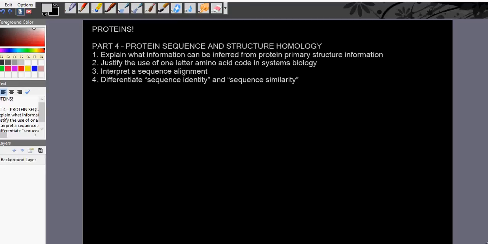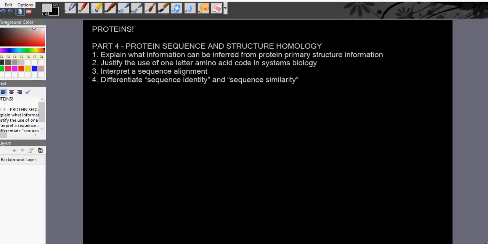Okay, you might notice that the screen's a little different this time, and that's because we're doing something a little different. So the skills for this, we're looking at protein sequence and structure homology, and we're really going to use systems biology to answer these questions. And that involves searching for primary structures on the internet.